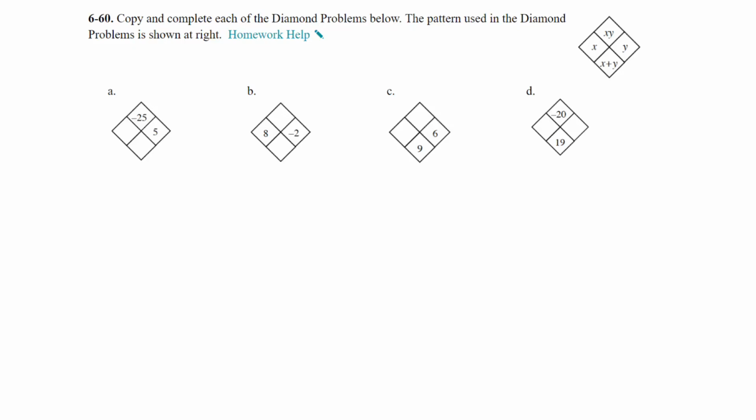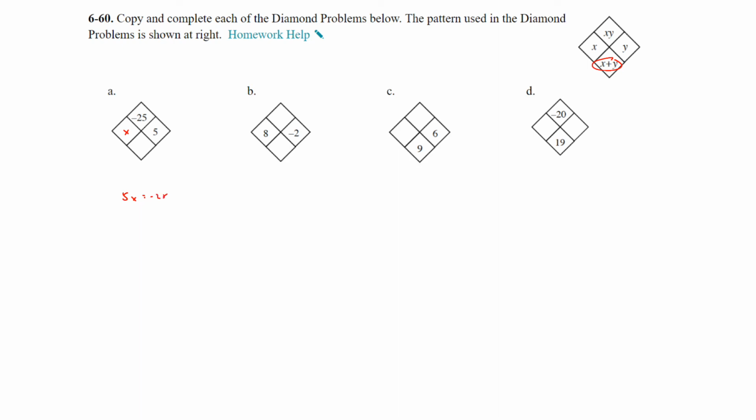And question 60. Copy and complete each of the diamond problems below. The pattern used in the diamond problem is shown at the right. Same thing we've been using throughout the textbook. So we have some more diamond problems, and we're going to go through and see if we can complete these. Remember, we want to add to get the x and y, and then we want to multiply to get the x and y. So if this is x, it's saying 5 times x must equal negative 25.